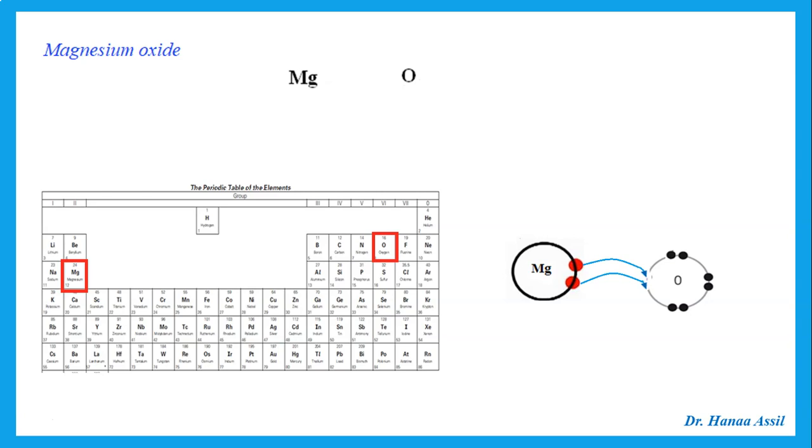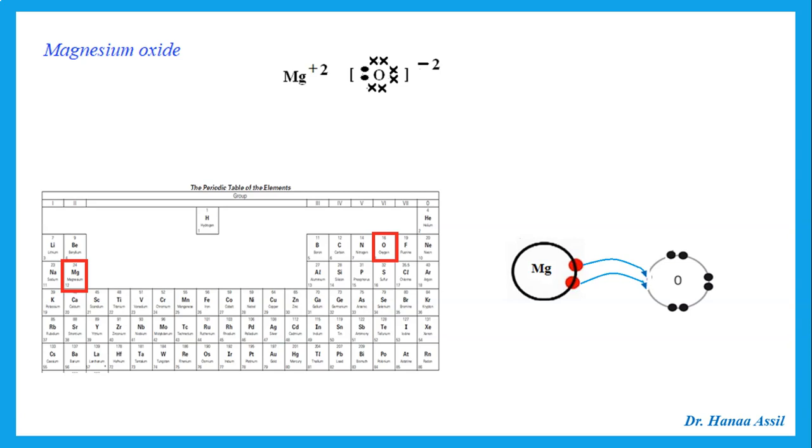So magnesium is in group 2. It has 2 electrons in its outer shell. Oxygen is in group 6. It has 6 electrons in its outer shell. And then we decide what each atom wants to do. Magnesium has 2 electrons in its outer shell. It doesn't want them. It wants to lose them. So we're going to make the magnesium positive. Now, how many positives? The magnesium is going to lose 2 electrons. That means it has 2 extra positive charges.